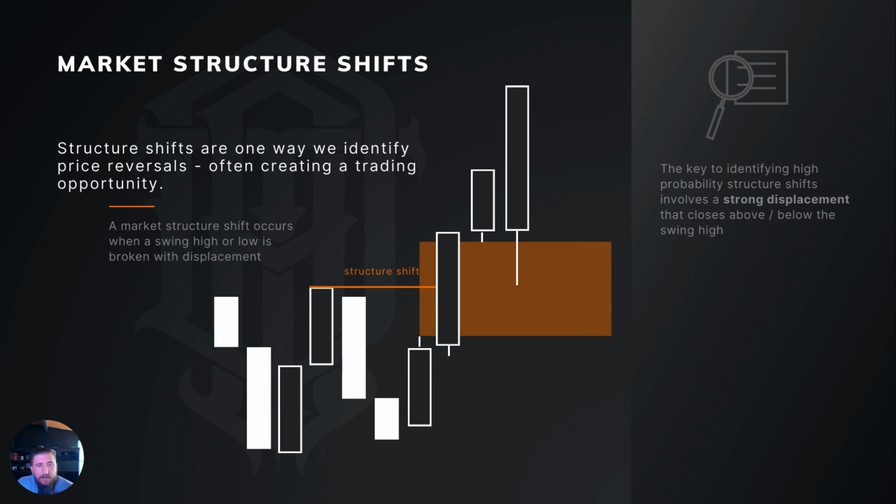Market structure shifts are one of the ways that we can identify price reversals. These often create a trading opportunity. Now, a market structure shift occurs when a swing high or a swing low is broken with a displacement. As you can see here, we have an example of a swing high, which we discussed in the last episode, that 3-candle pattern, being broken with what we see is a displacement, creating a fair value gap at the same time. The key to identifying high probability structure shifts involves a strong displacement that closes above or below the swing high, or if we're looking at a short, under the swing low.